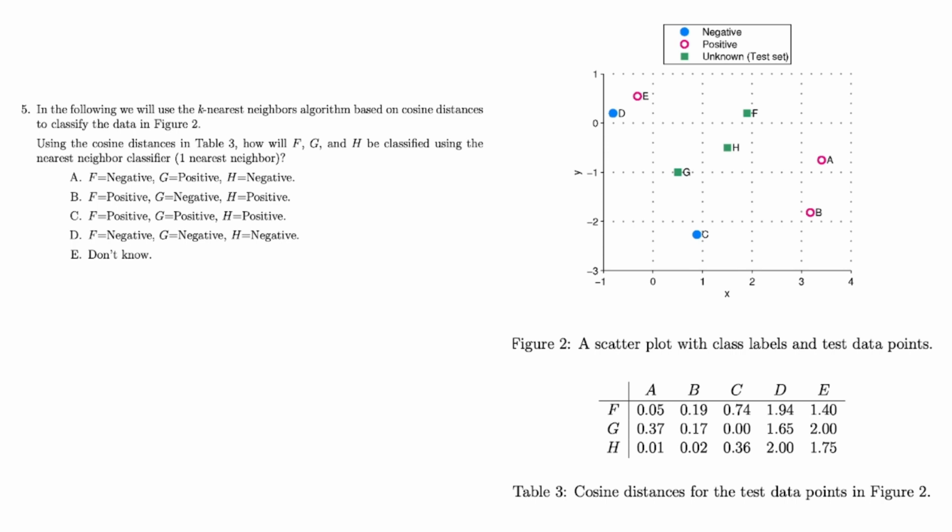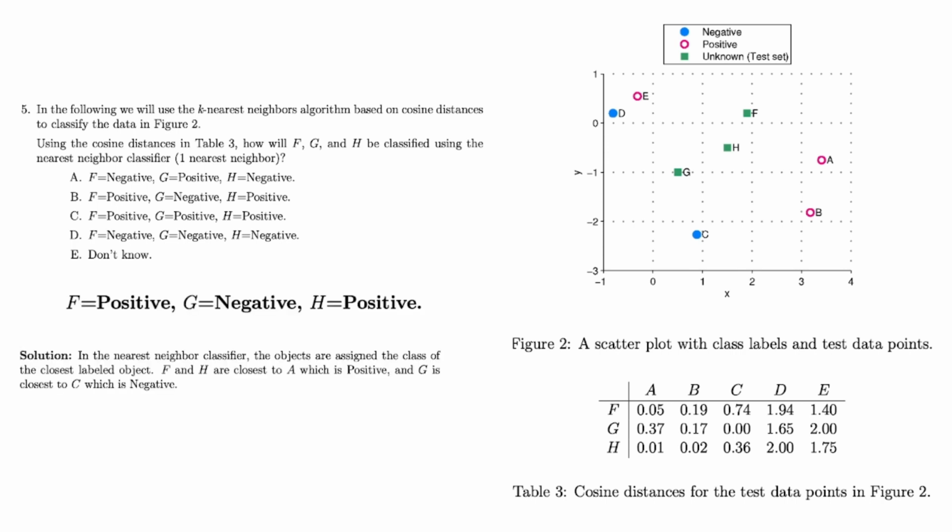Now, let's go to G. What's the closest point to G? Look at the table. Yeah, because it's 0. That's interesting. Perfect. That means that G is, well, what's C? Then G is also negative. So the answer is B.